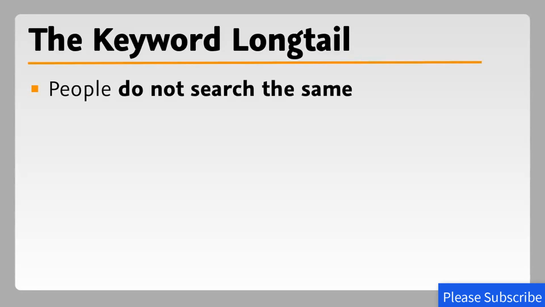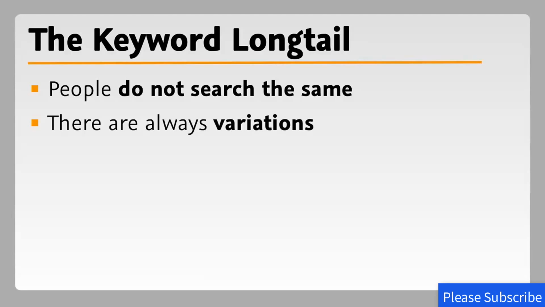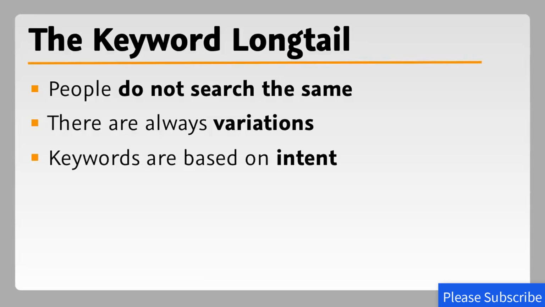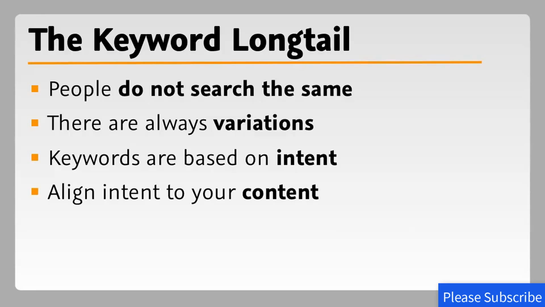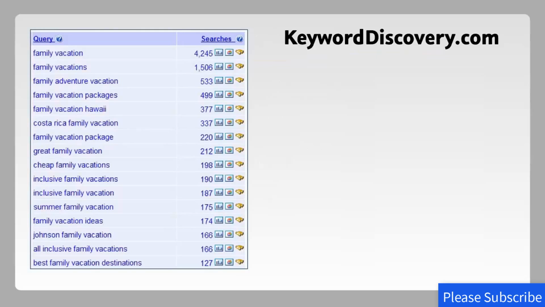The keyword long tail is based on the principle that people don't search the same way. There are trends, there are words that are searched on more than others, but there are always variations in the way people search, and people have specific intent. And we want to align our intent and the intent of the customers to our content. So let's start exploring the different ways people search and how that creates what we call the long tail effect.